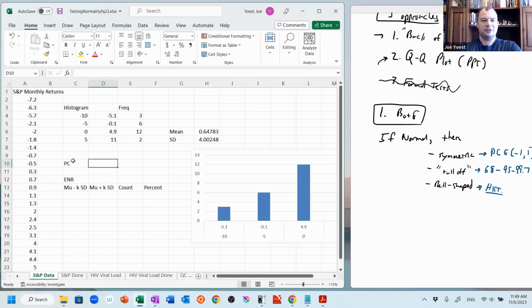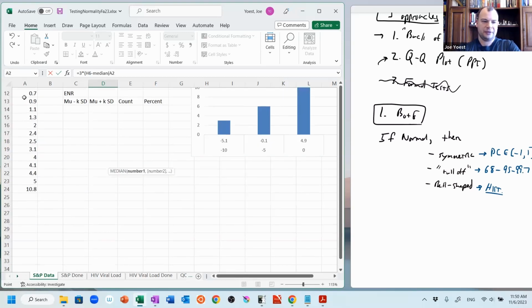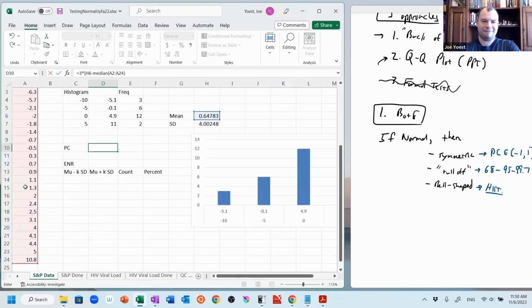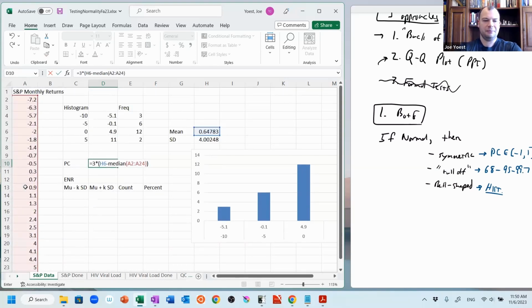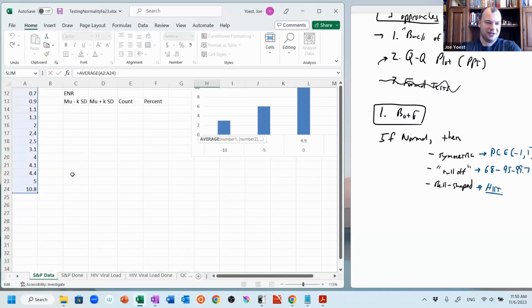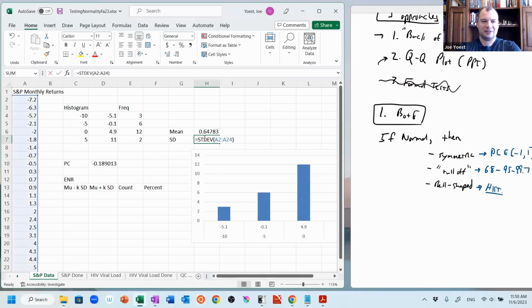I'll compute my Pearson coefficient next, looking for skewness versus symmetry. This is 3 times the mean, which I've computed up here, minus the median, which I'll just compute in line. So 3 times (mean minus median), make sure those are in parentheses, over standard deviation. Let me double check that I have the right things here, to make sure I didn't have some vestigial mistake.